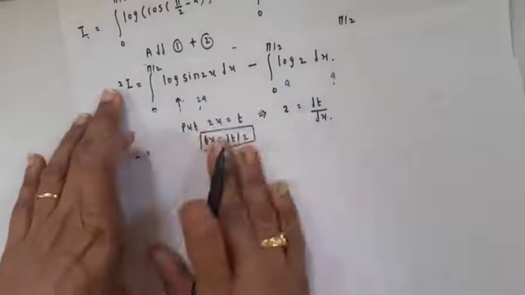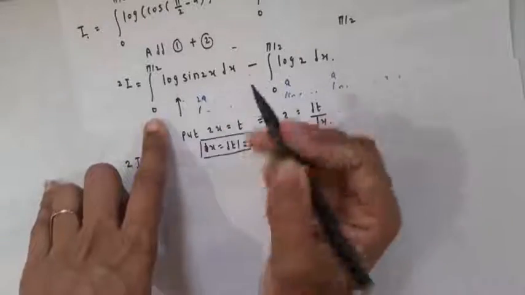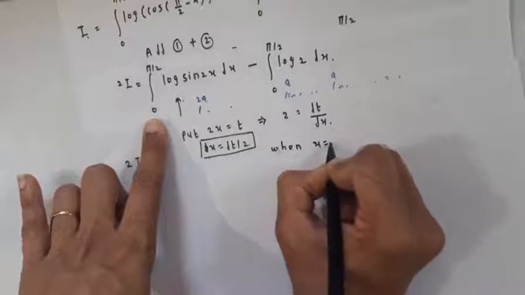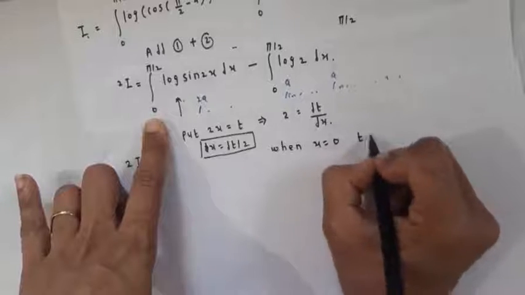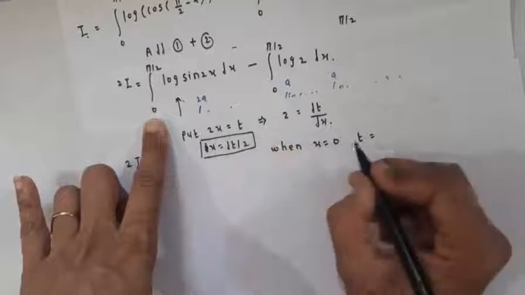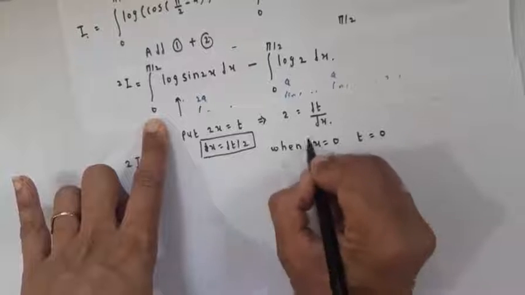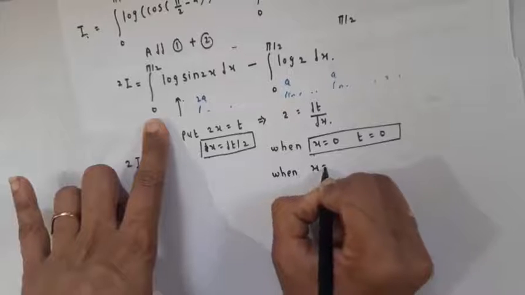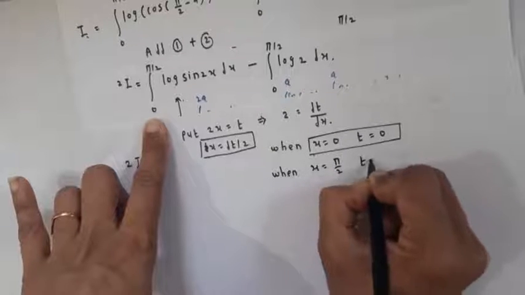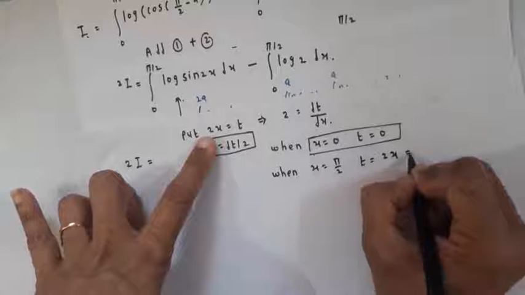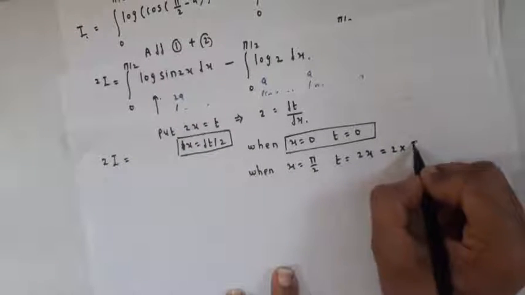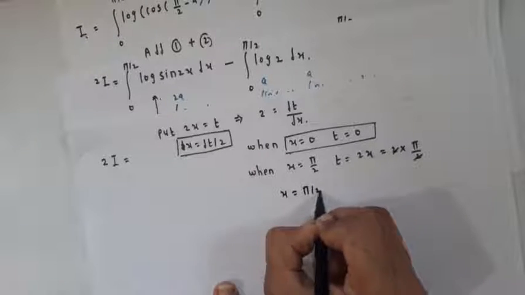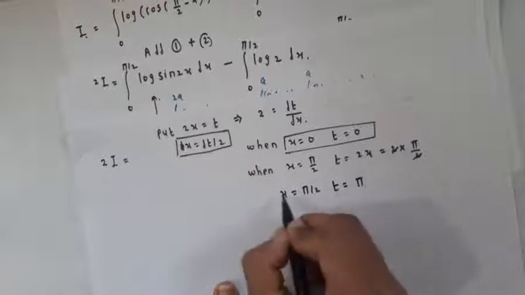And after substitution we also have to change the limits of integration. When x equal to 0, find the value of t. As t equal to 2x, x equal to 0 gives t equal to 0. And when x equal to pi by 2, t equal to 2x, which means 2 into pi by 2. So when x equal to pi by 2, t equal to pi.